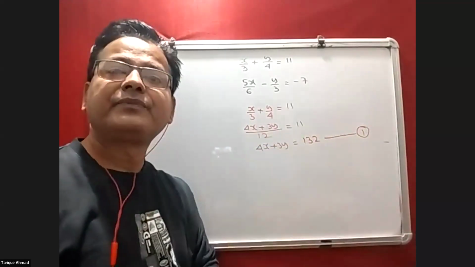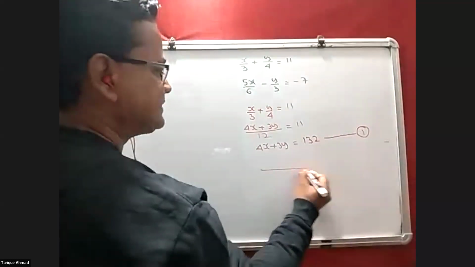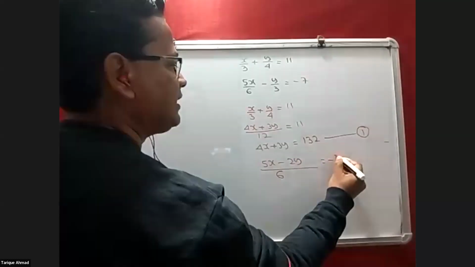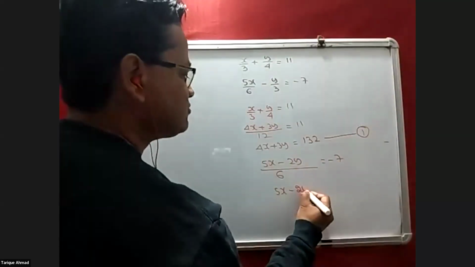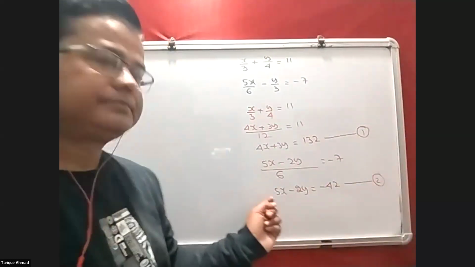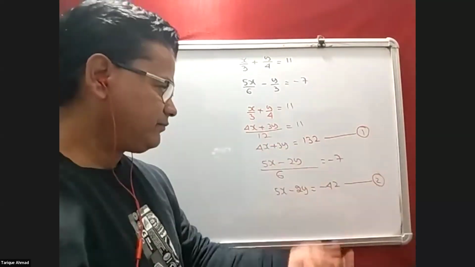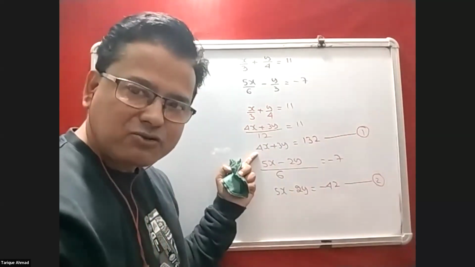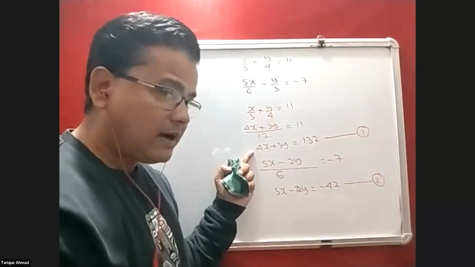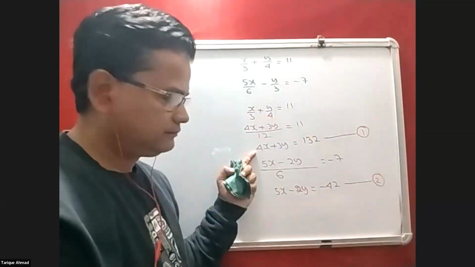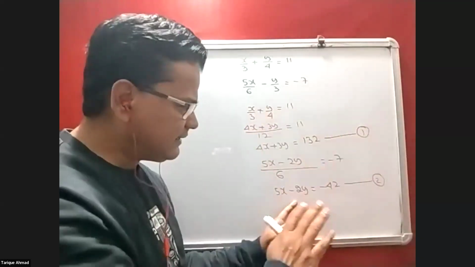Denominator is 1. Correct? Same for the second one. Take the LCM, 6: 5x minus 2y equals minus 7 times 6, so 5x minus 2y equals to minus 42. This is the second equation. Got it? Now I want to equate the coefficient of y. So in the first equation, by what number should I multiply? In the first one, I should multiply with? Sir, minus 2. No, don't take the sign, only take the number.